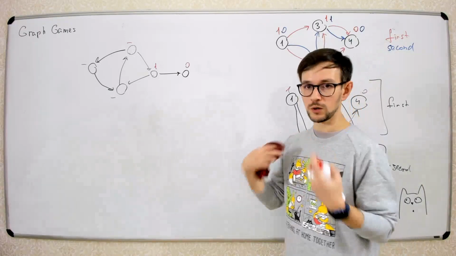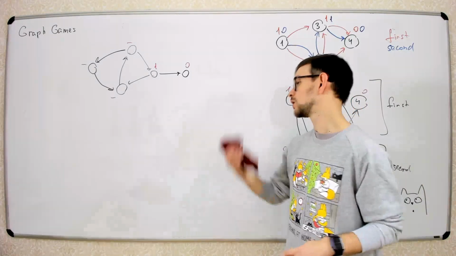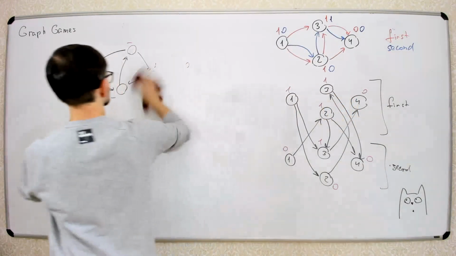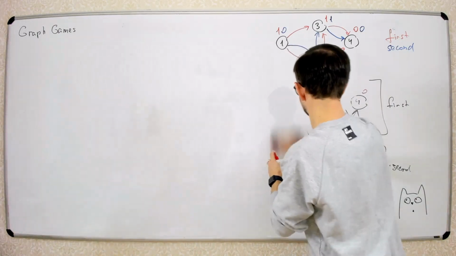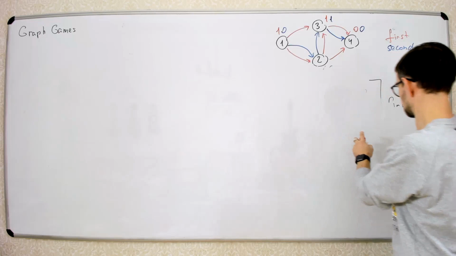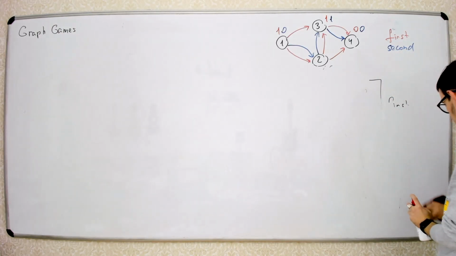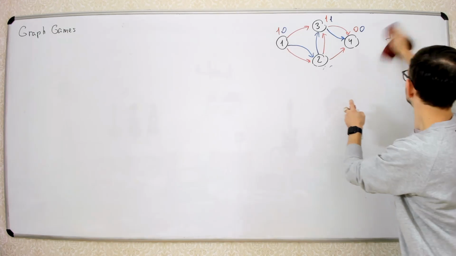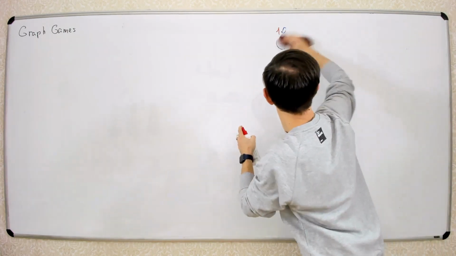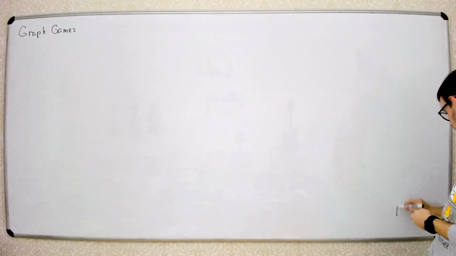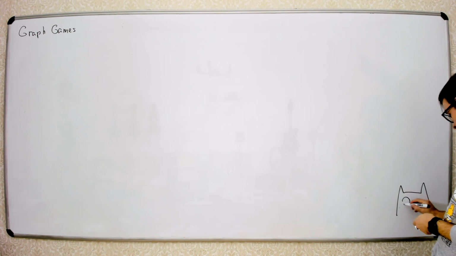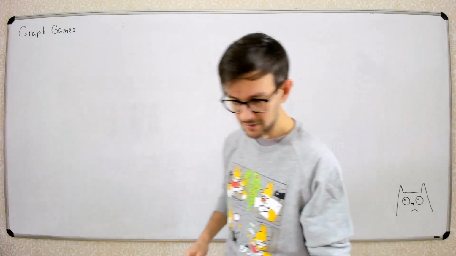Let's try to mark all the winning and all the losing games we can. So we have some graph. I erased the cat. Sorry, it was an accident. Let's move it back. Let's make it a little bit angrier because we erased it.